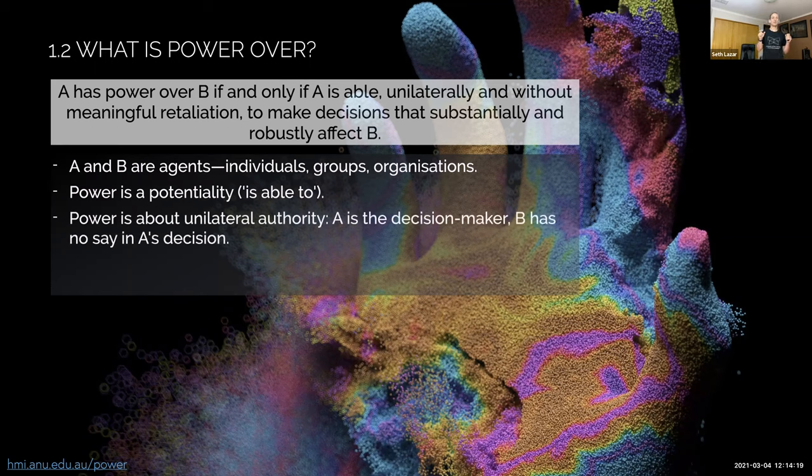I really want to emphasize this notion of unilateral decision-making, unilateral authority. A is a decision-maker. So think about times in your life where you've said about something, that's my decision. That's my decision to make. Or where someone who's been above you in a hierarchy said, look, it's my decision, you just have to accept it. Right? That's what power consists in, the ability to make the decision that affects the other person without them having a say in it.